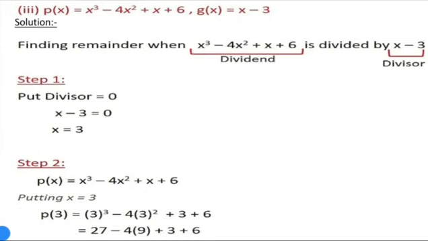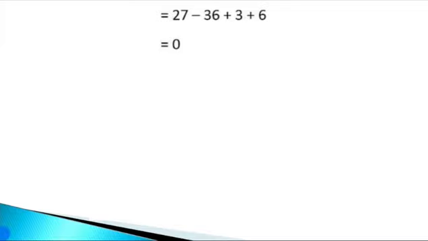So put the value of x as 3, so that we get p of 3 equals 3 whole to the power of 3 minus 4 into 3 square plus 3 plus 6. So 3 cube means 3 into 3 into 3, we get 27, minus of 4 into 3 square, we get 9, plus 3 plus 6. So in the next step we get 27 minus 36 plus 3 plus 6.